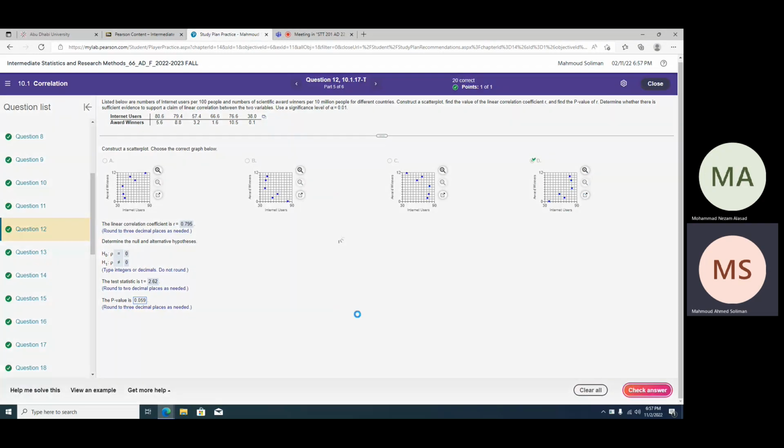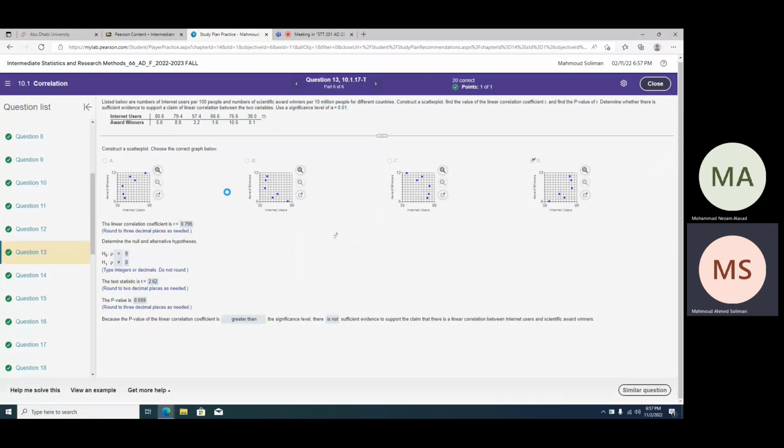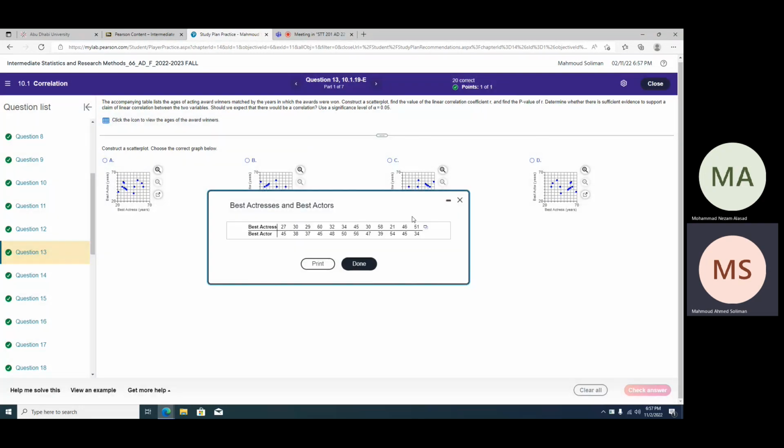And then we'll go here. Okay, so let's see. P-value 0.059, greater than. So there's not. Next. If it's lower than the significance level, it's less than. So here we have another one.